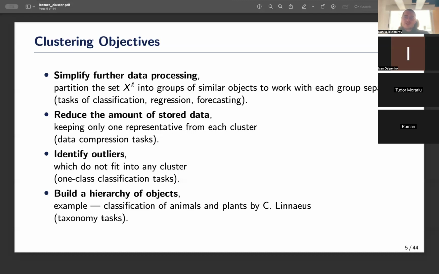In the first case, the goal is to minimize the number of clusters while ensuring a high degree of similarity among objects within each cluster.